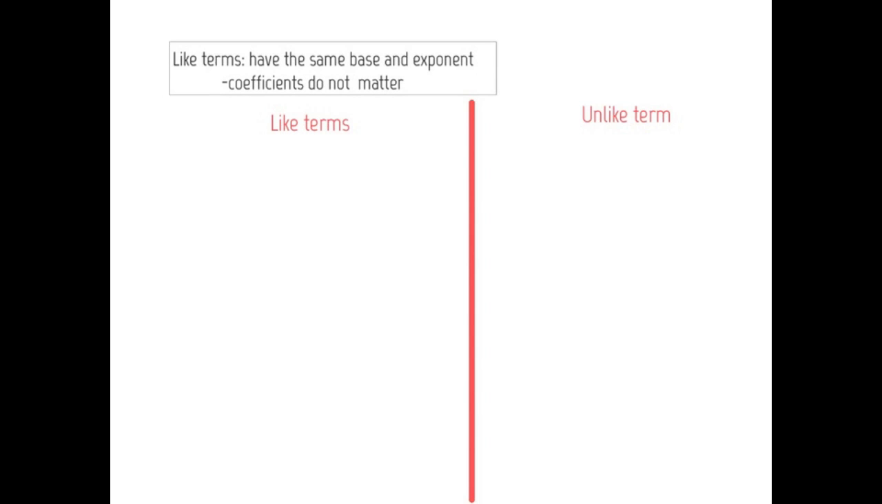Okay, today we're going to be talking about combining like terms. Before we start, we're going to, of course, go over some definitions. So the definition is, what is a like term? A like term is a term that has the same base and exponents. Coefficients do not matter. Coefficients, if you don't know, are just the numbers that are in front of the variable. I have split the screen up into what like terms look like and what unlike terms look like.